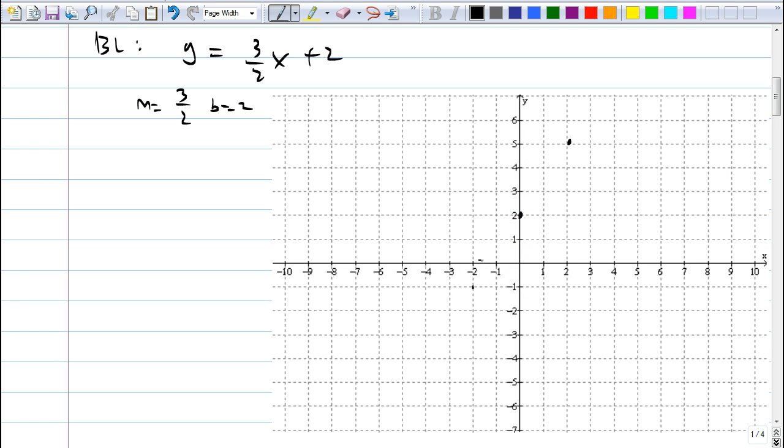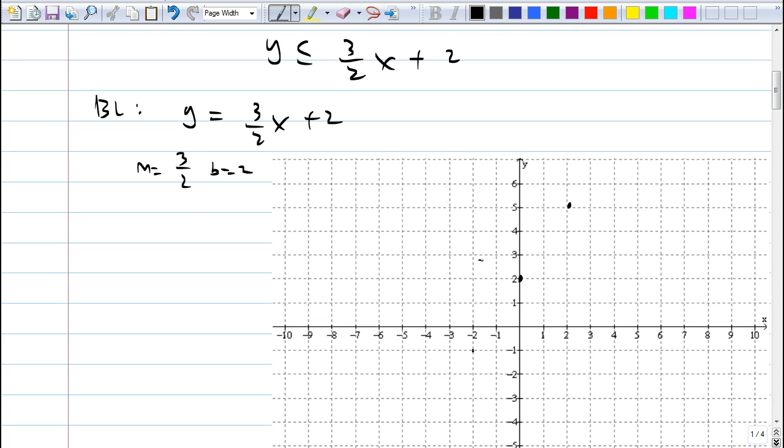Now, we said it was going to be dotted or solid? Solid. It says y is less than or equal to. So we're going to put a solid line through this. And that's my boundary line, right? Now, who remembers how to shade?